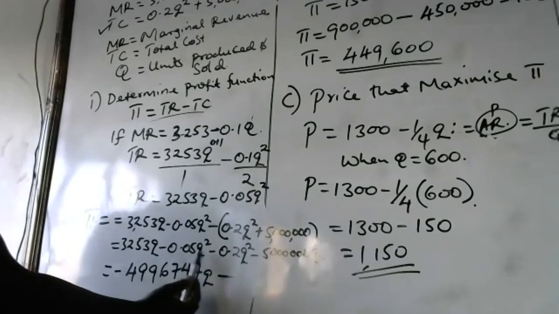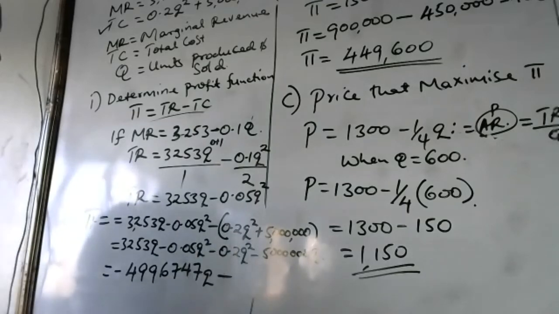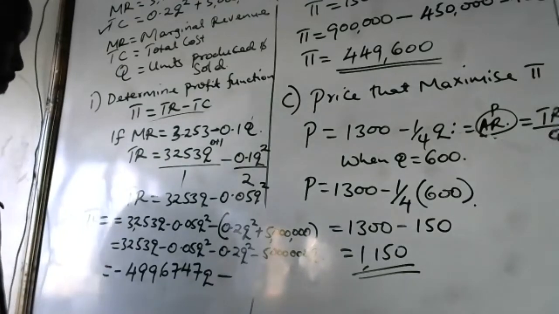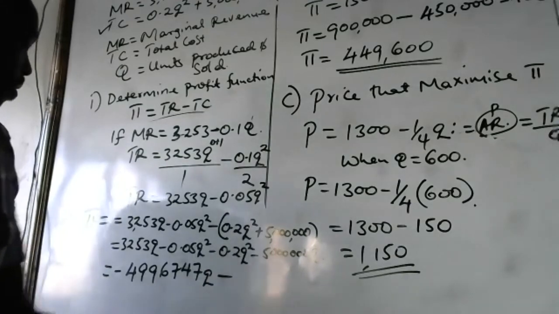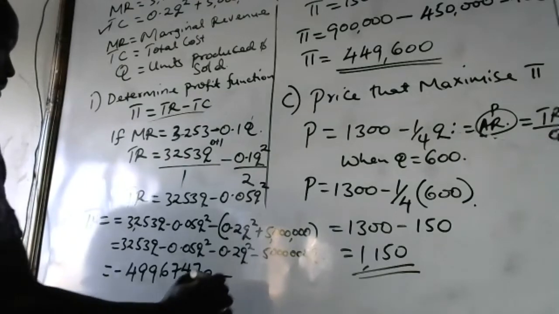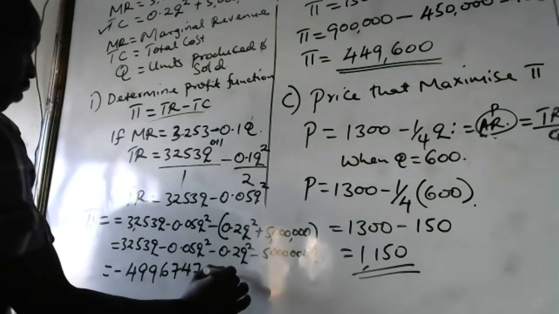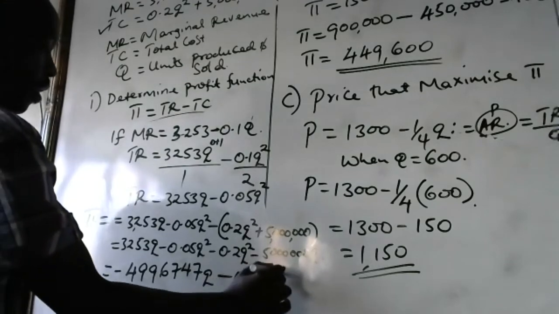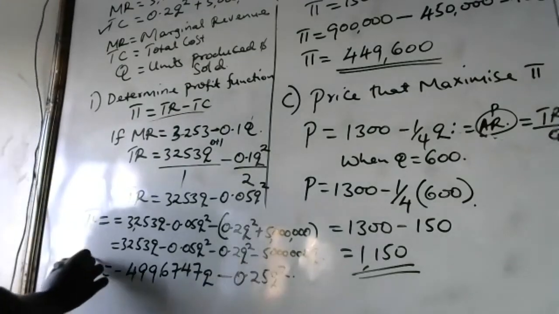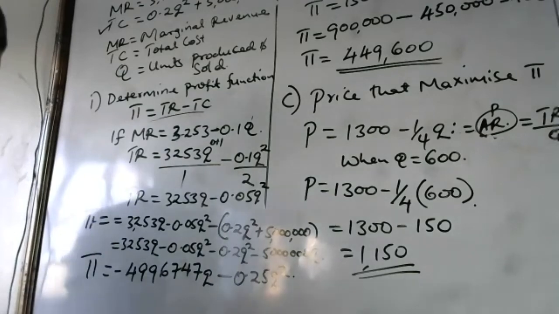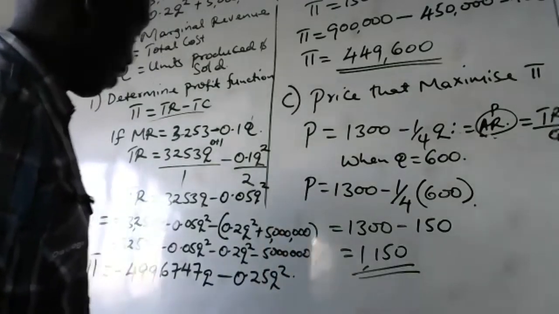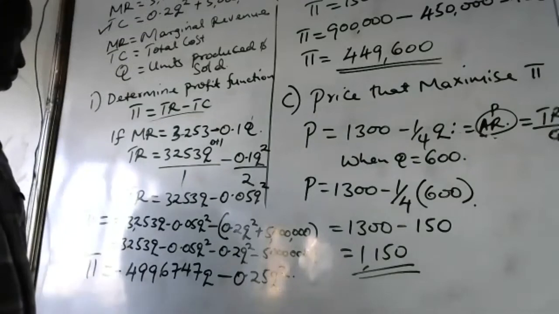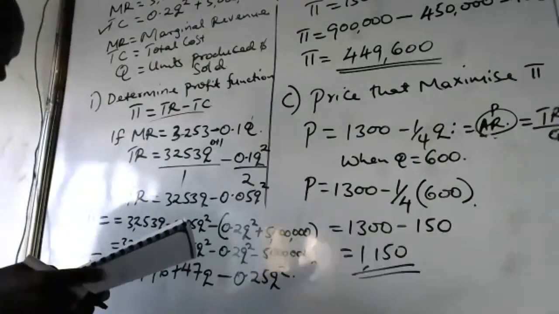Negative 0.05 minus 0.02, because they don't have Q squared. Minus 0.25. I think that is going to give us the profit function.